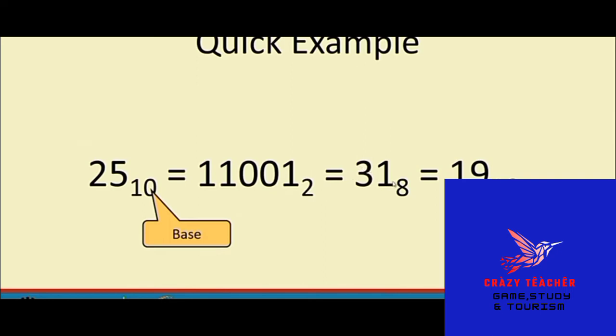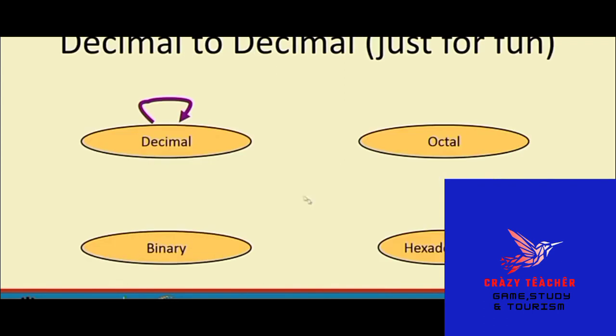It is equivalent to 31 to the base 8, the octal number system, and it is again equivalent to 19 to the base 16, that is hexadecimal 19. So all these numbers are equivalent. So we will be looking into some conversions between these number systems.